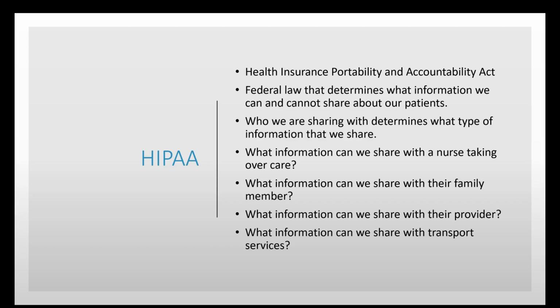So as a nurse taking care of a patient, if I'm giving a report to the oncoming nurse, I can share anything that is relevant to that patient's care with that nurse. I can also share that same information with a physician. I cannot, however, share the same information with the family, because the family is not relevant to their care unless their family member is their primary medical power of attorney and the patient does not have the ability to make their own decisions. Then the family can be informed of all of that.